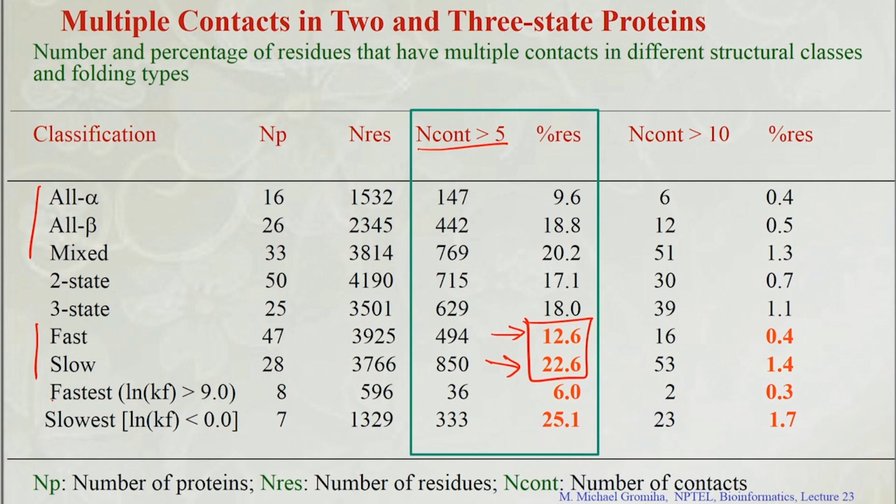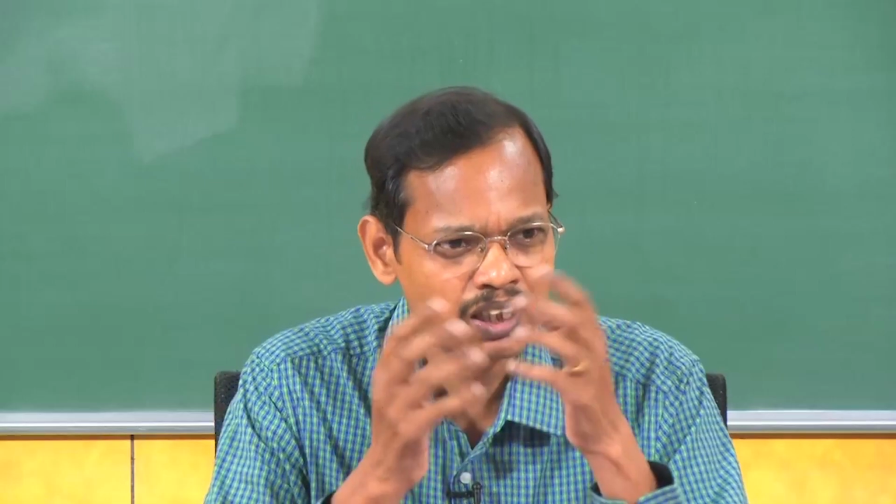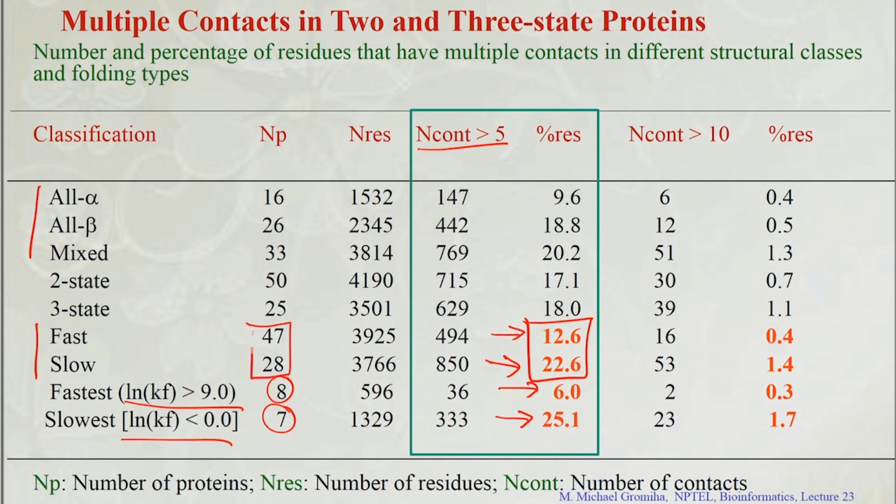Then I show another example. We take the fastest, that means ln kf is more than 9, and the slowest is less than 0. We have 8 examples for the fastest and 7 for the slowest. Here if you see only 6% in the fastest and more than 25% in the case of the slowest proteins. This will clearly tell you the proteins which contain more number of residues with multiple contacts are slow folders. Here we did with the 47 fast and 28 slow proteins. Here the fastest and slowest, we can see the difference between the percentage of residues with the multiple contacts.